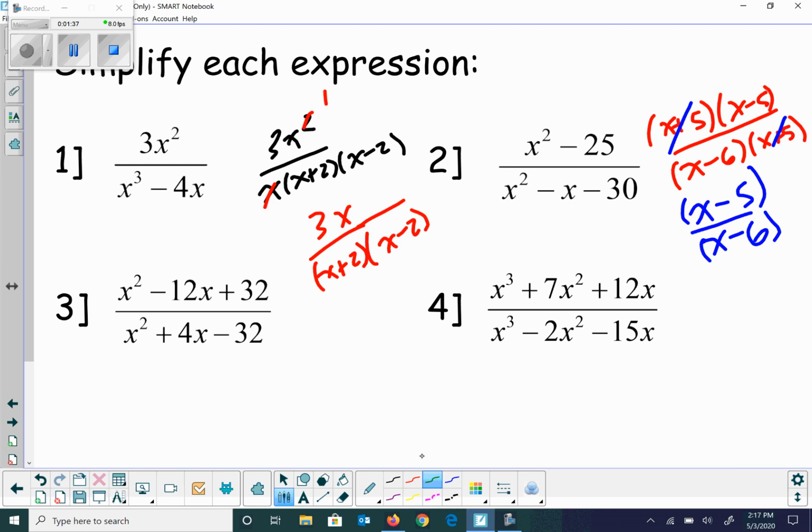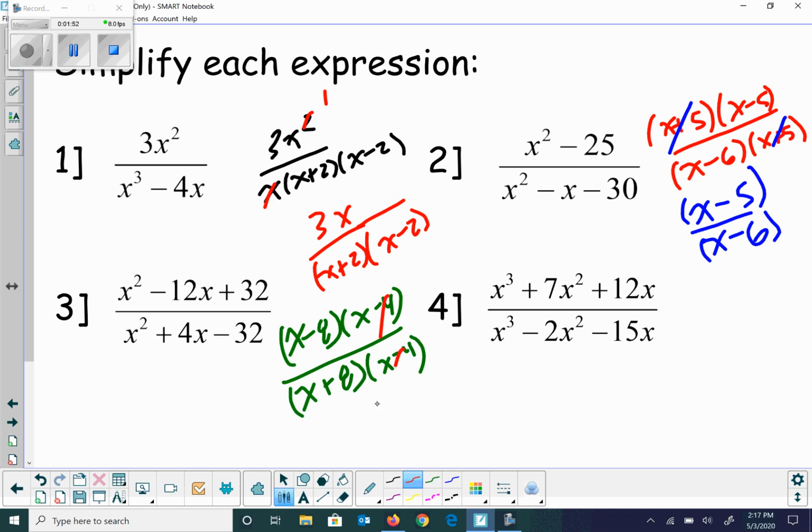Bottom one, I'm going to get x minus 8 and x minus 4 on top, and on bottom, that's going to factor to x plus 8 and x minus 4, where the entire binomial of x minus 4's cancel out. So I'm left with x minus 8 over x plus 8. Hope you're all doing well.